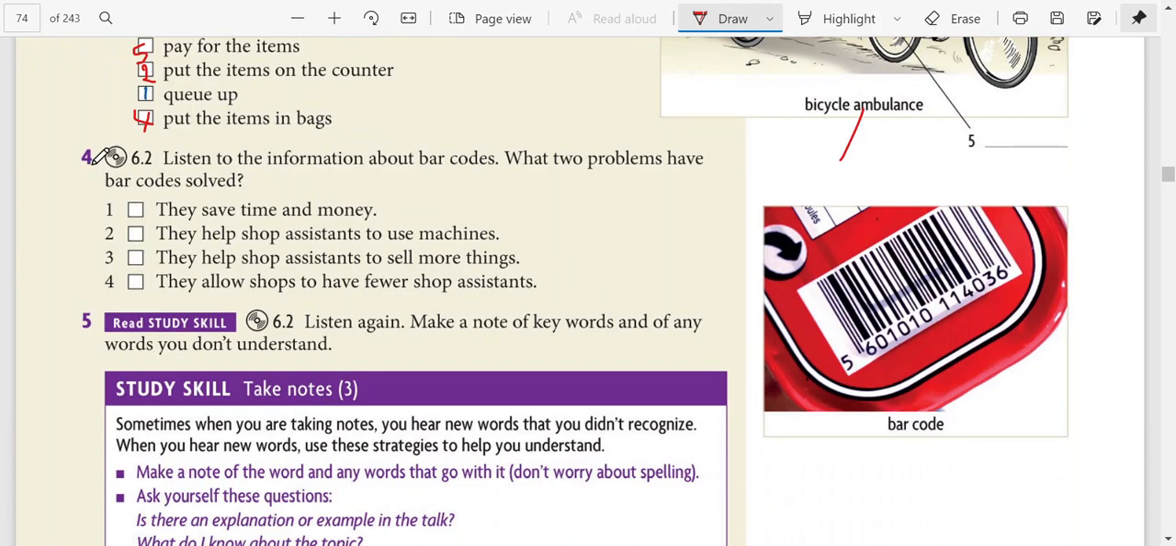6.2 Exercise number 4. Listen to the information about barcodes. What two problems have barcodes solved? Okay, we have some problems in here. We have 4 problems in here. But while we are using barcodes, 2 of them are solved.